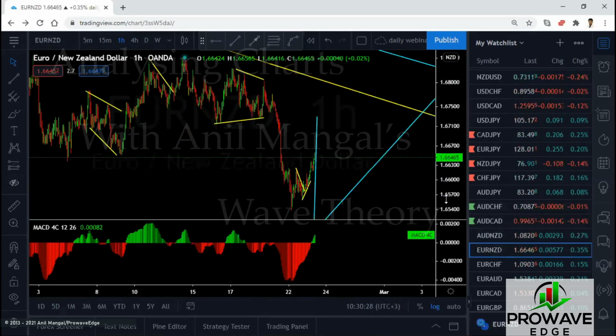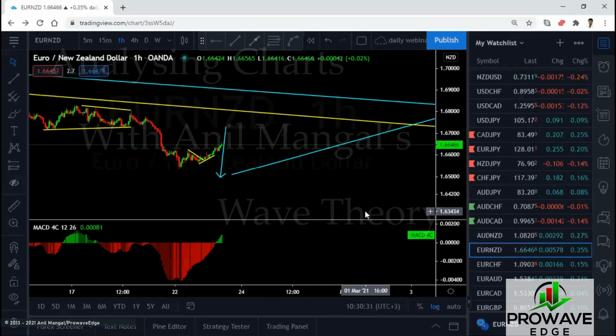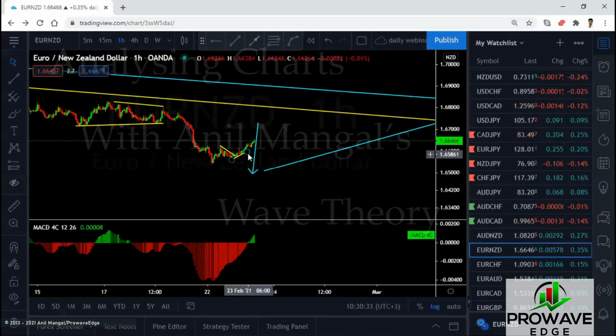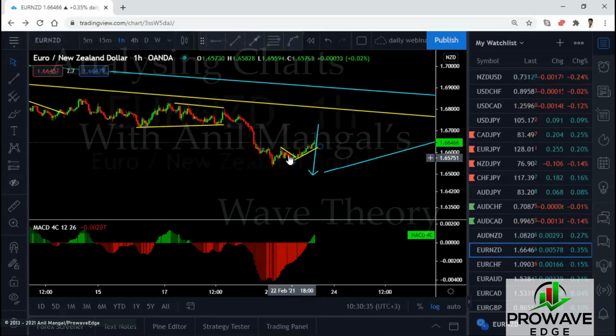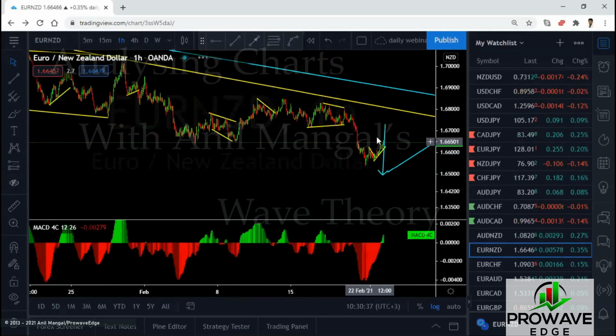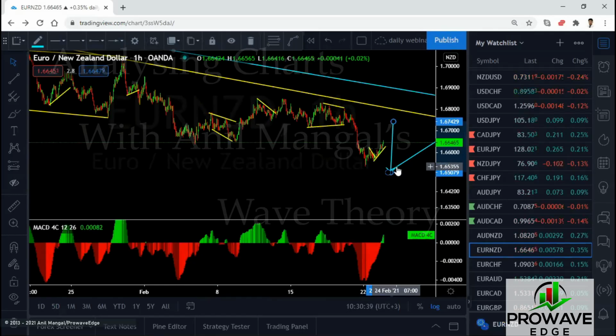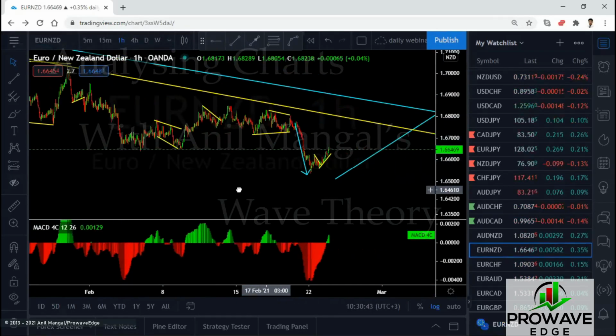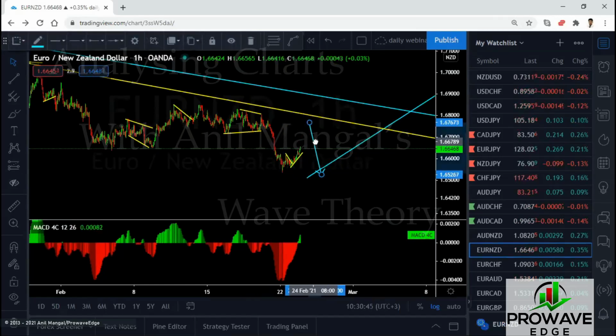Euro New Zealand. Okay, so this is going up slowly. You can see the up move going here. There was a buy setup here. It's going slowly, but once it gets to somewhere about here, remember this one actually was for this drop, right? So once this goes up, I think we might drop again.